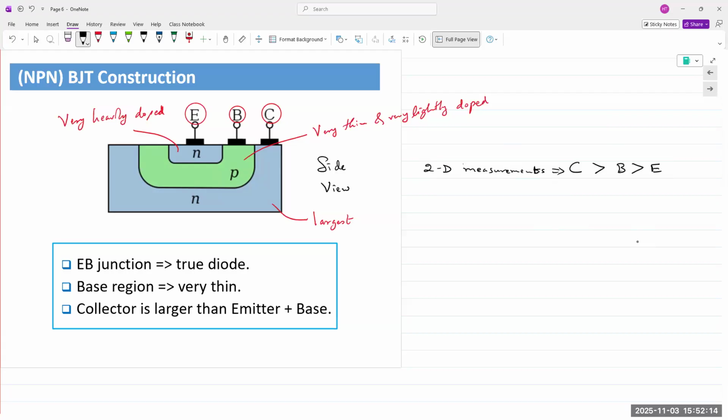Collector is greater than the base, greater than the emitter. However, the base is thinner than the other two. And in terms of doping, the emitter is higher than the collector, which is higher than the base. And I should amend my earlier statement. I should say all of these put together comprise the functioning of the BJT.